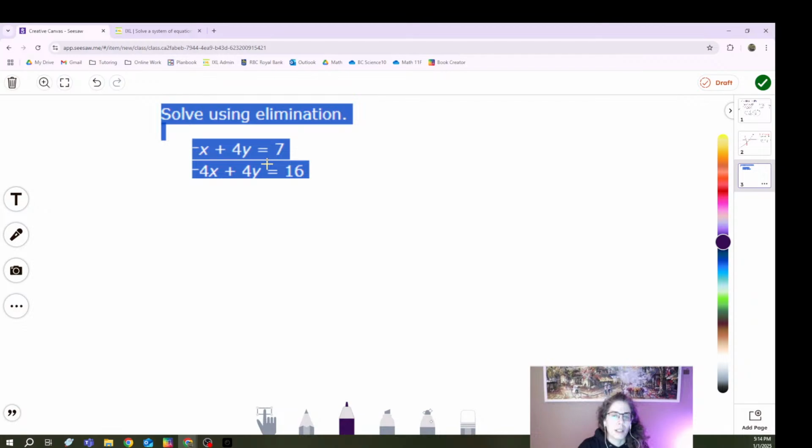So to get rid of one of the variables, either x or y, we need to have that leading coefficient the same. Do we have a leading coefficient the same in front of either the x or the y's? Yeah, in front of the y. So, okay, we're happy with that. We don't need to change any of the equations. Would I add or subtract these to make these y's disappear?